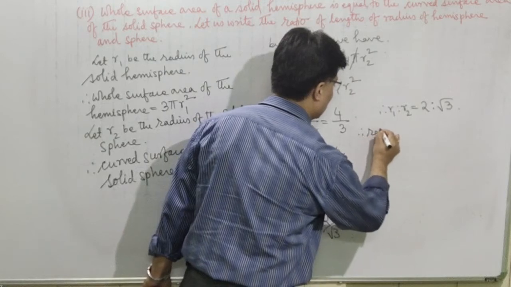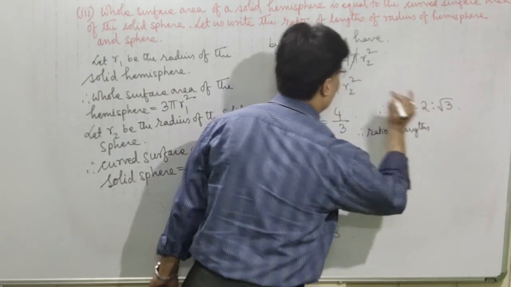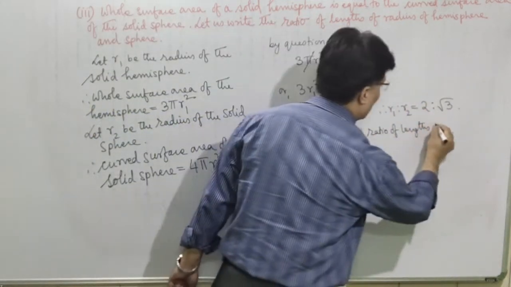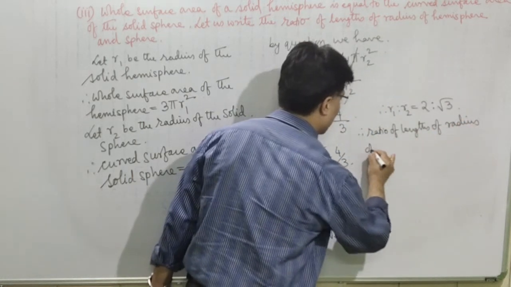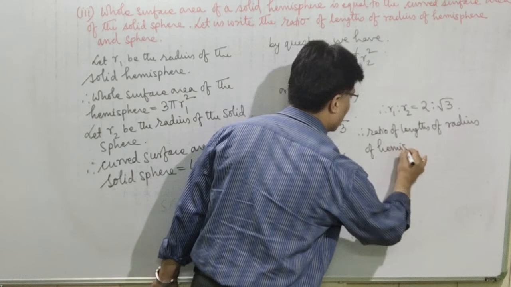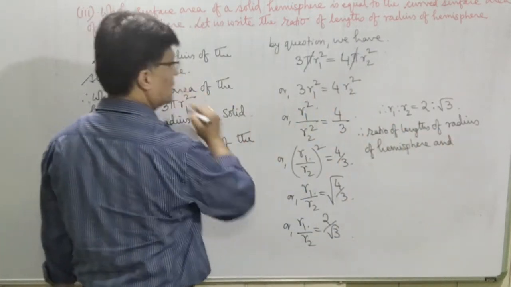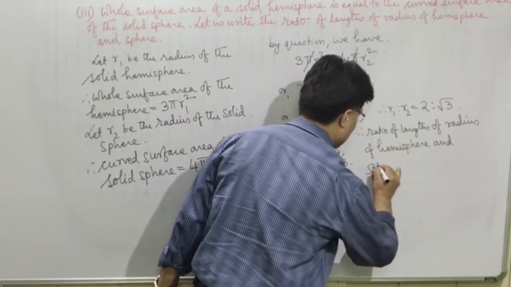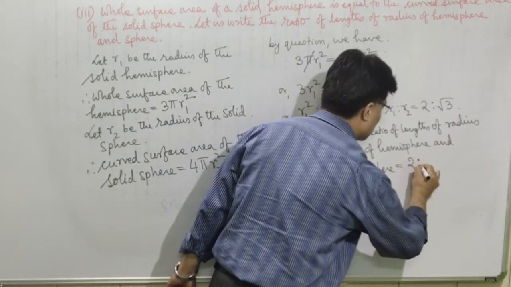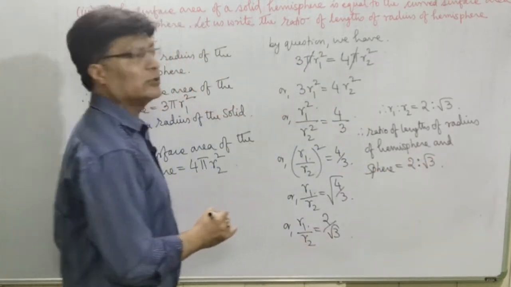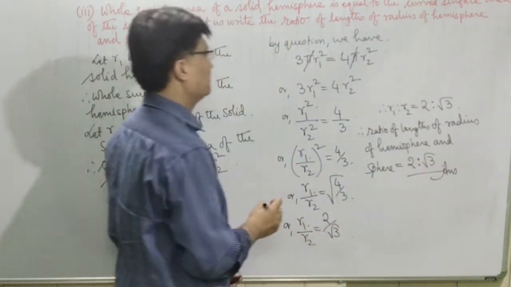So you can write down the answer. Therefore, the ratio of lengths of radius of hemisphere and sphere is equal to, what is the answer? It is 2 is to root 3. It is 2 is to root over 3. So this is the final answer.